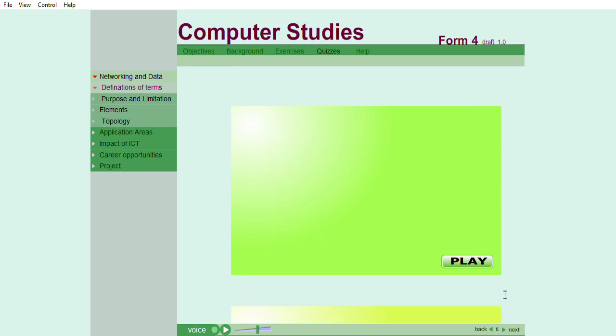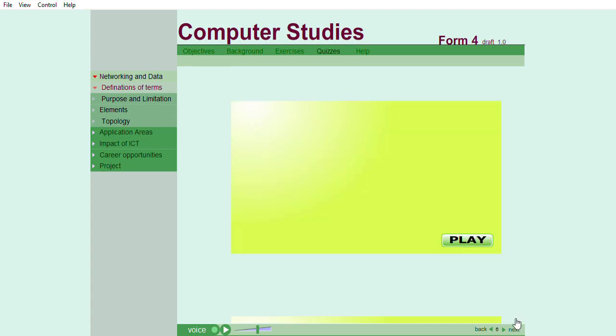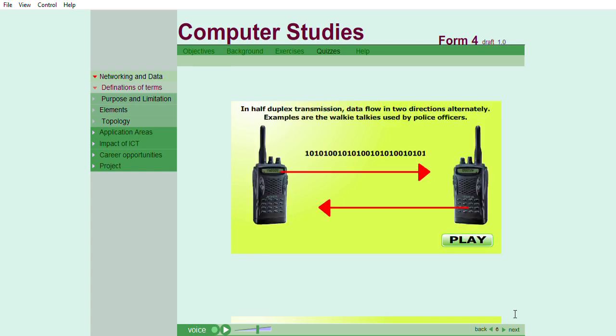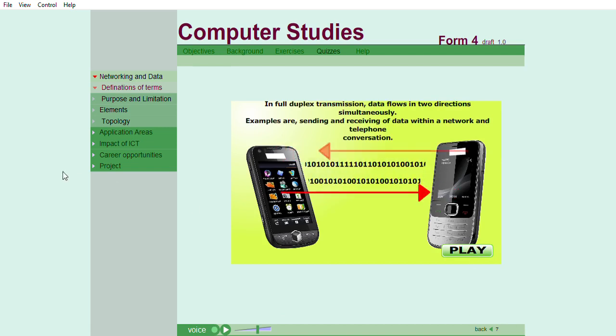In simplex transmission, data flows in one direction. Examples are radio and television transmission. In half-duplex transmission, data flows in two directions alternately. Examples are the walkie-talkies used by police officers. In full duplex transmission, data flows in two directions simultaneously. Examples are sending and receiving of data within a network and telephone conversation.